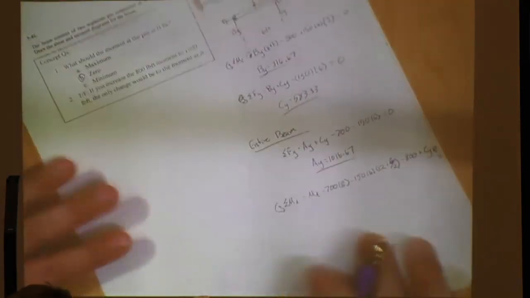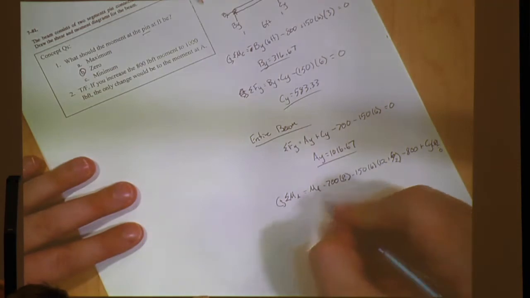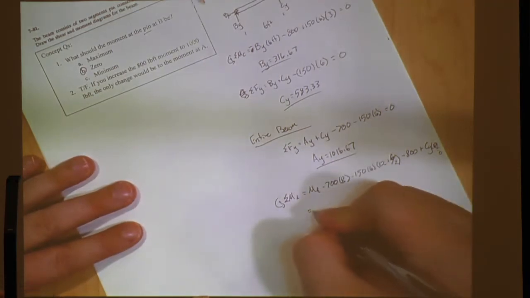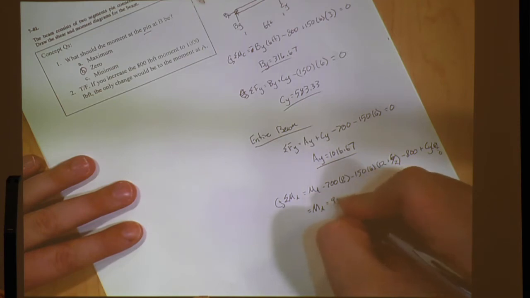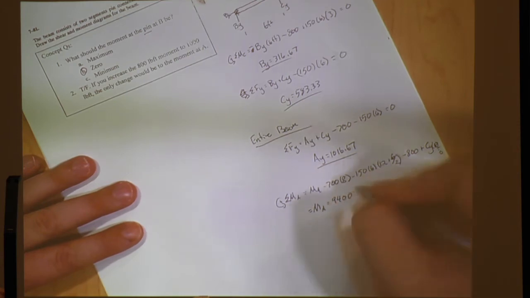Oh, my bad. All right, so when we solve for MA, it's going to equal 9,400 pounds per foot.